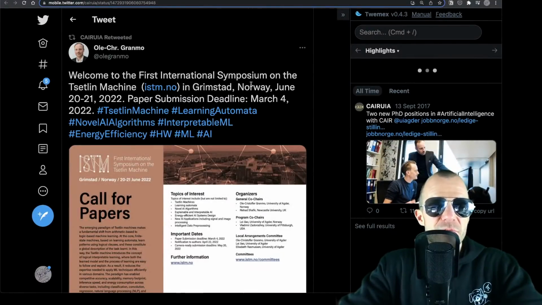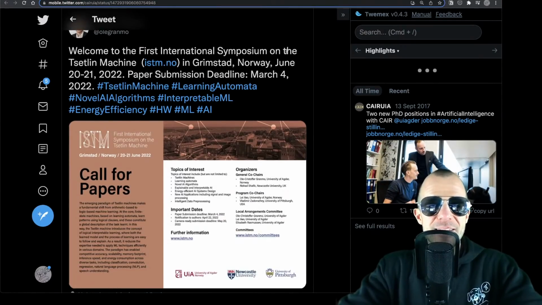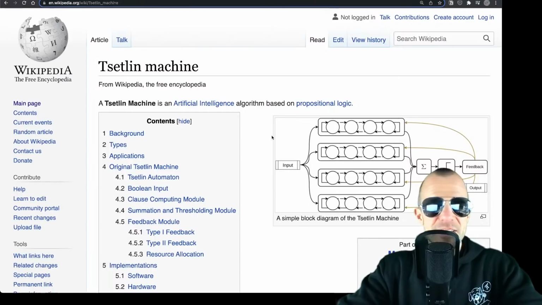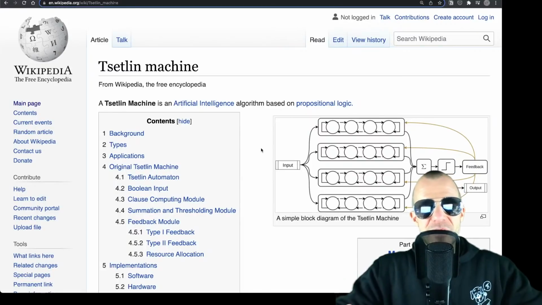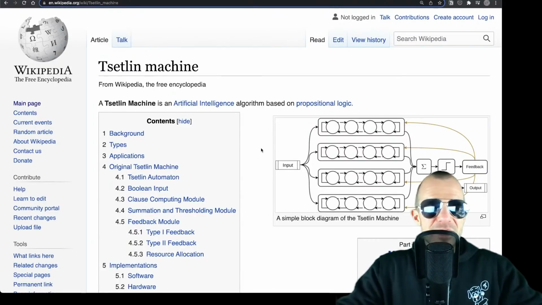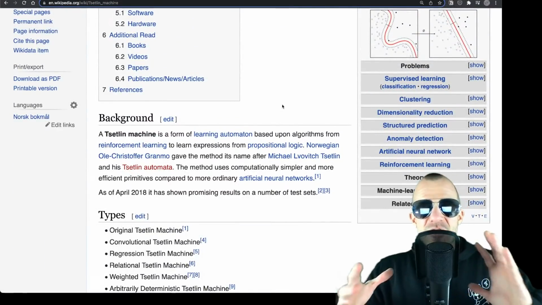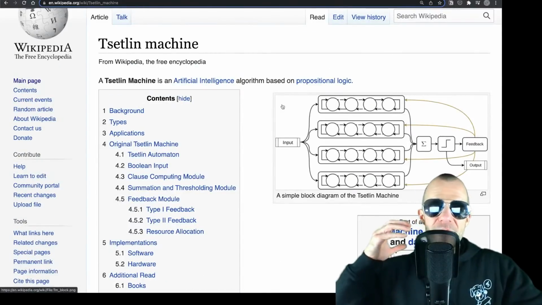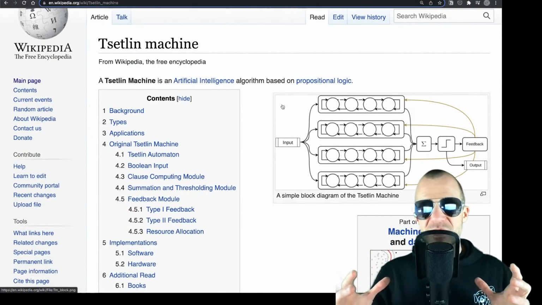There's a call out to the first international symposium on the Tsetlin machine. I hope that's how one pronounces it. This is a symposium about, well, you guessed it, Tsetlin machines. What is a Tsetlin machine? If you don't know what it is, this is not going to be enough time to explain it, but essentially you can imagine it as a neural network-ish thing, but that doesn't necessarily go with numbers and vectors, but its fundamental units are propositional logic.